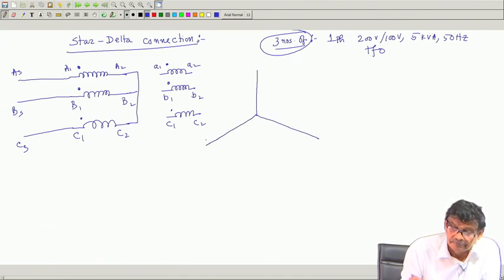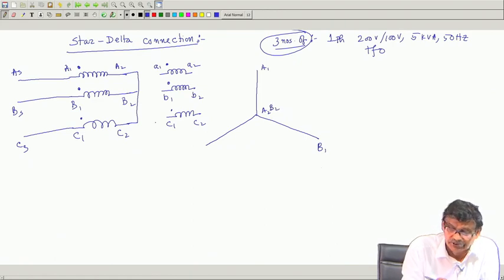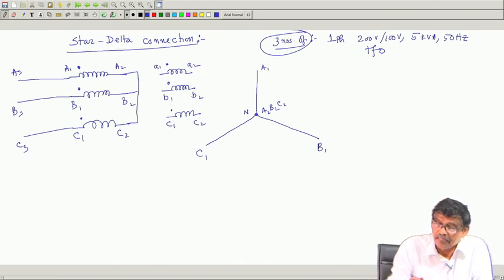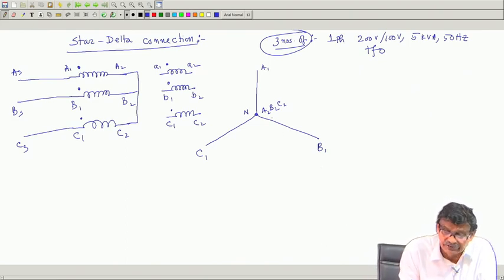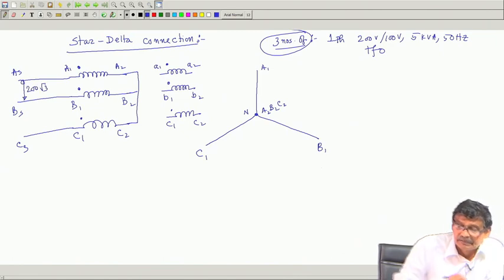This one is A1, A2, and A1 is AS, that I am not writing. Similarly, here it is B1, B2, C1, C2. This whole thing is the primary neutral, and the length of each one is 200 volt, because let us presume that I have applied 200 root 3 here.